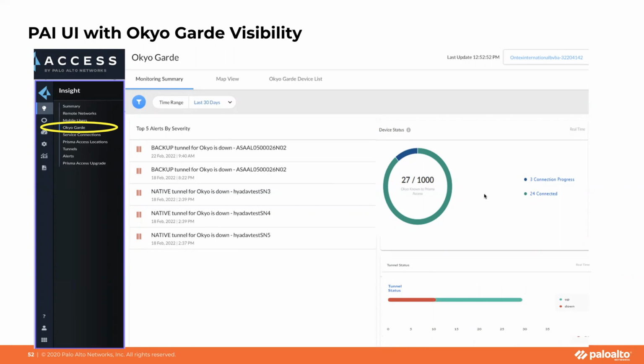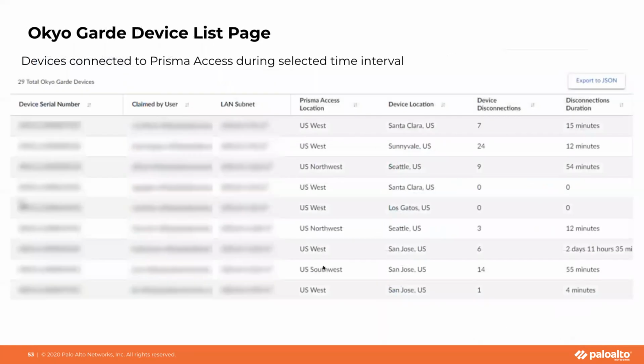You see the different states that the device proceeds through, and it shows you the aggregate status for all the devices that are present in your workforce, in addition to the Global Protect agent that might exist on the user's devices. We show you the tunnel status for all these devices for their connectivity to Prisma Access. We also show you the Okyo Garde device list.